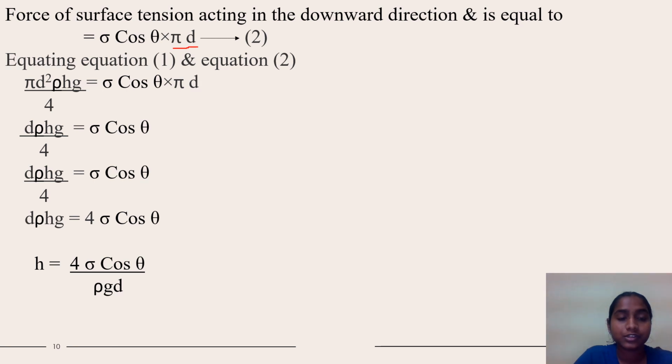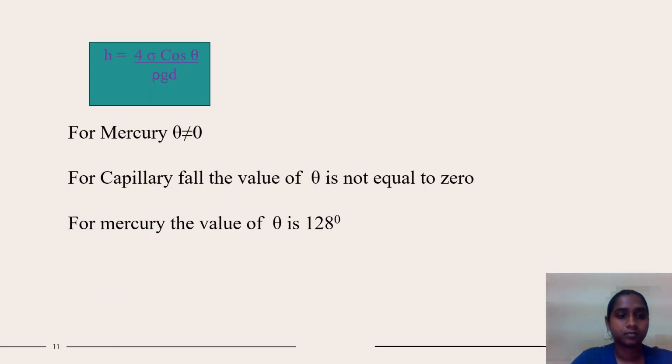Upon equating equation 1 and 2, we get pi d square rho hg by 4 is equal to sigma cos theta into pi d. Next, d rho hg by 4 is equal to sigma cos theta, where pi gets cancelled and d gets cancelled. Since we are formulating the equation for capillary fall or depression in the height, that is h, we have to formulate for h. h is equal to 4 sigma cos theta by rho gd.